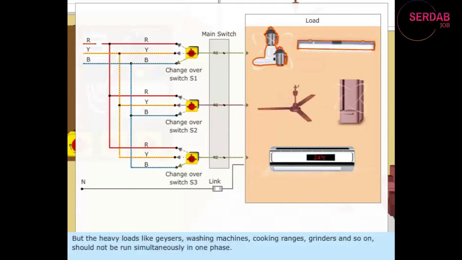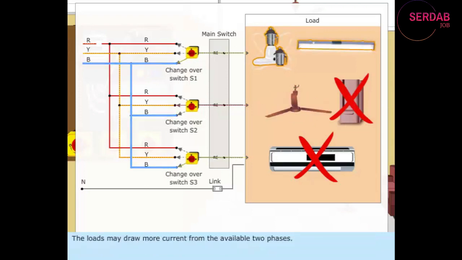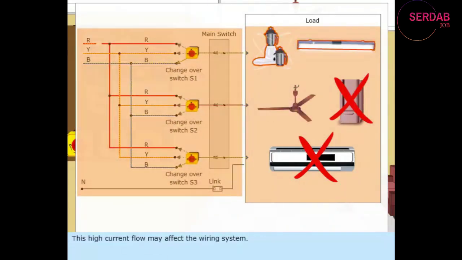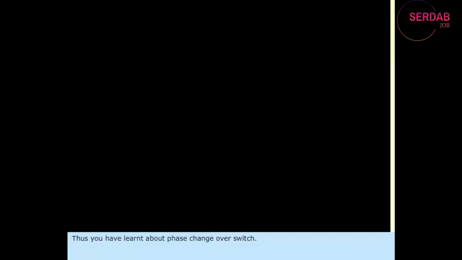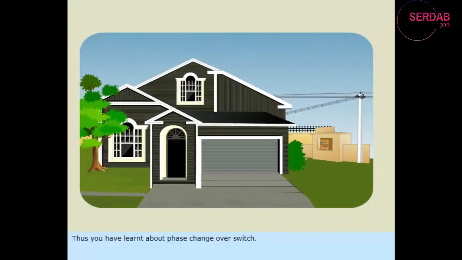But the heavy loads, like geysers, washing machines, cooking ranges, grinders, and so on, should not be run simultaneously in one phase. The loads may draw more current from the available two phases. This high current flow may affect the wiring system. Thus, you have learnt about phase changeover switch.